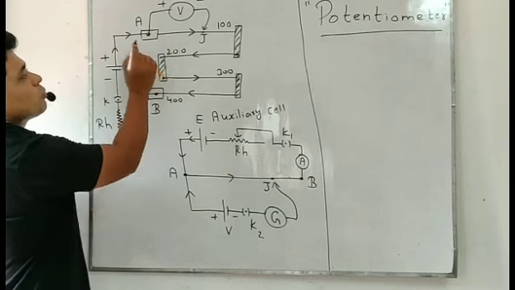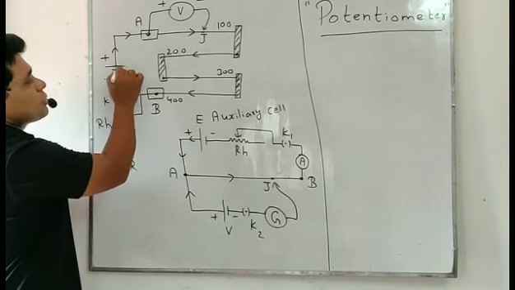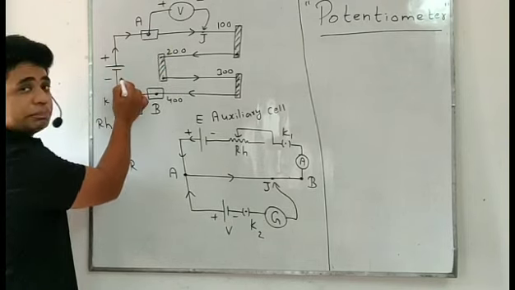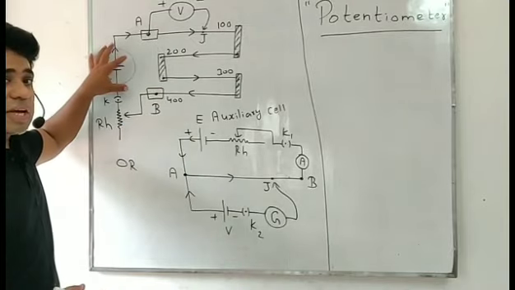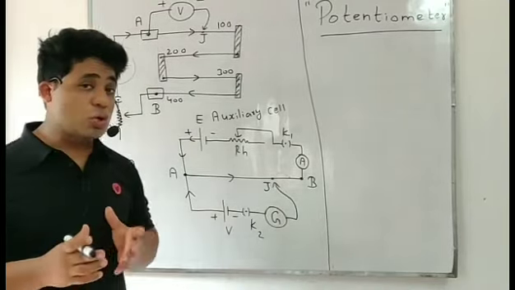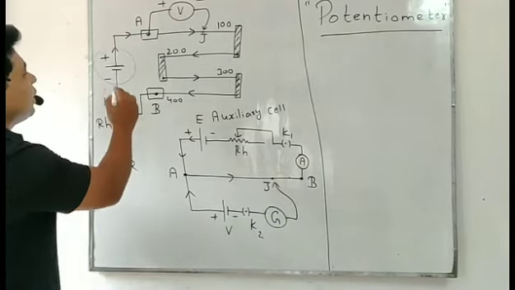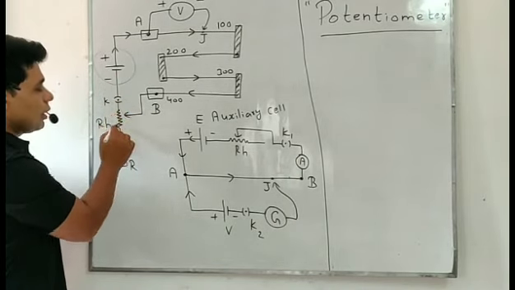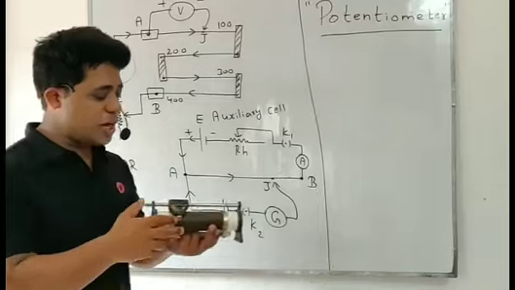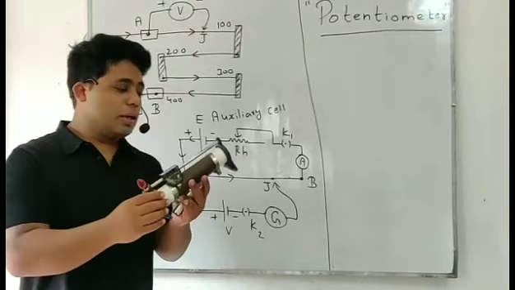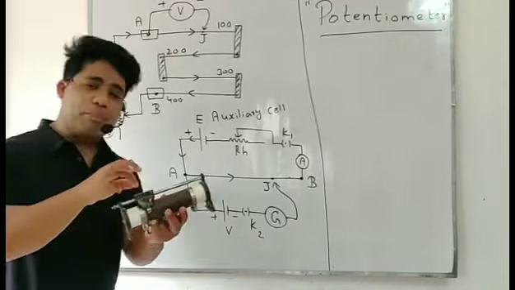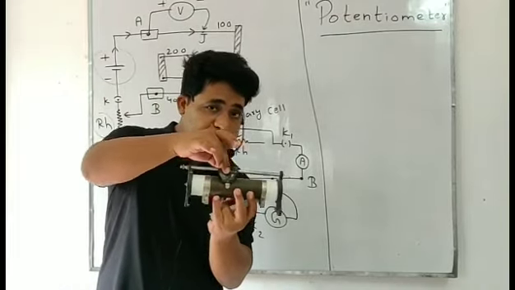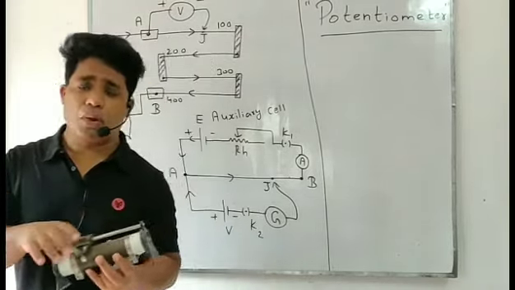Terminal A of the potentiometer is connected with the positive terminal of the cell. This is called the standard cell. It is also called the auxiliary cell, or the driver cell. It is connected with the switch, and the other end of the switch is connected with a rheostat. What is a rheostat? Look students, this type of device is called a rheostat. With the help of the rheostat, we can increase or decrease the current. It means it maintains the current.